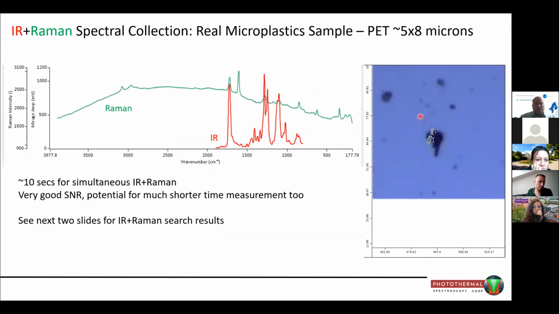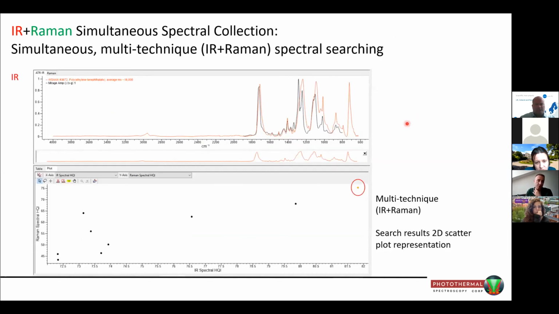Right. Another really cool feature is because we can do the simultaneous IR Raman collection, we can also do the simultaneous IR and Raman spectral searching in partnership with the Know-It-All software package, which is now owned by the Wiley company. So with those, we can actually search simultaneously the IR and the Raman and present the result as a 2D scatter plot. On the x-axis, we've got infrared spectral hit quality index. On the y-axis, we've got the Raman spectral quality index. And so the best matches are going to be in the upper right-hand quadrant, which means it's a good IR and it's a good Raman match.